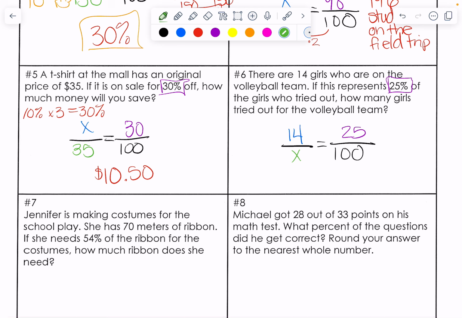From here, you could use your cross products. I'm going to highlight a different method. The cross product method would still work if you solved it correctly, but I also noticed that 25 times 4 gives me 100, so I could do 14 times 4, and that would also help me get my answer, which is going to be 56. So that's telling me that 56 girls tried out.